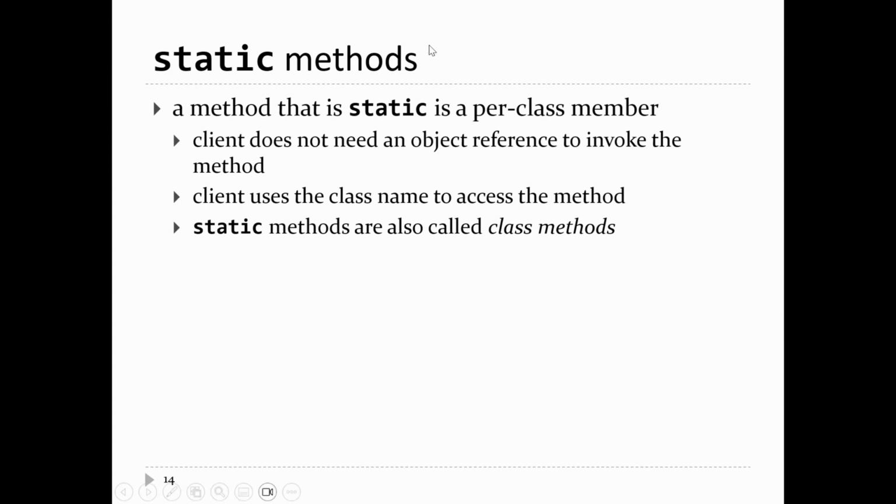Okay, what about static methods? Static methods were the very first type of methods that we looked at in the course. Back in week 1, I told you that when you use a static method, you use the name of the class to call the method. Why? Because static methods are per class methods. They belong to the class, not to individual objects. That means the user does not need an object reference to call the method. So you don't make an object to call a static method. You just use the class name. And you'll occasionally see the term class method instead of static method. Class method just means it belongs to the class.